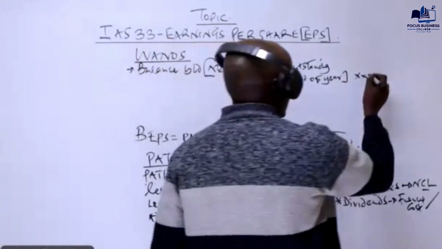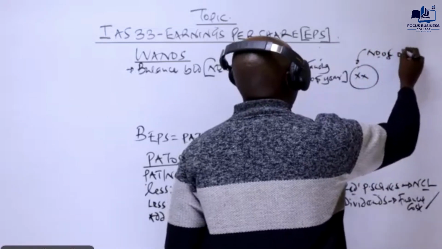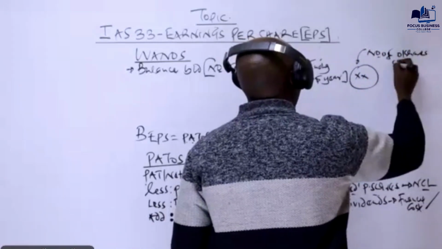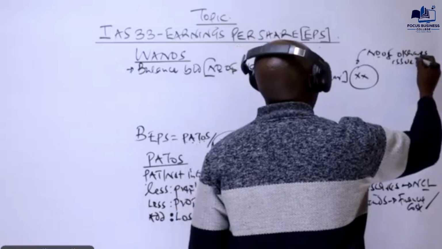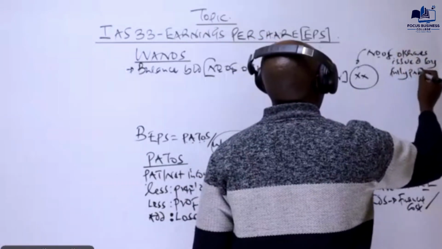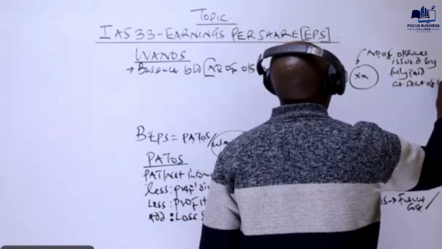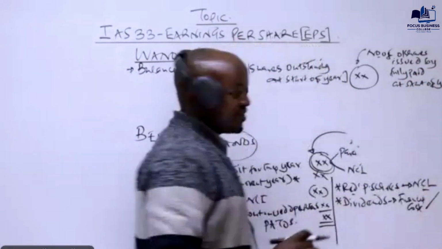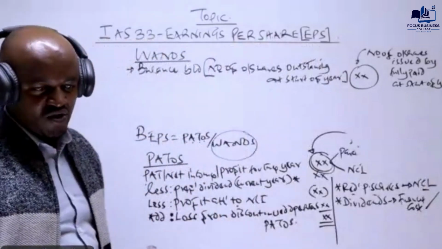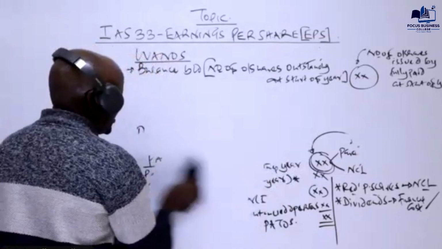So these are the number of ordinary shares issued and fully paid at the start of the year. So you have to determine how many ordinary shares had been issued by the company, or how many ordinary shares had been issued and fully paid at the start.